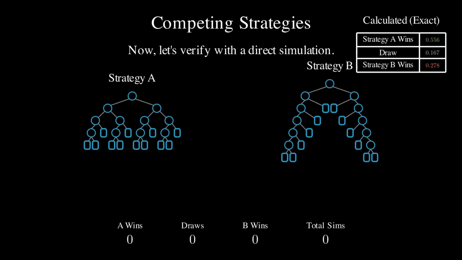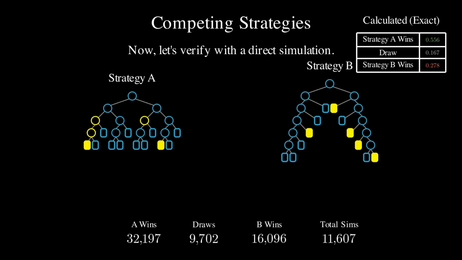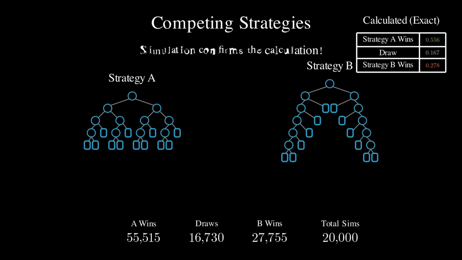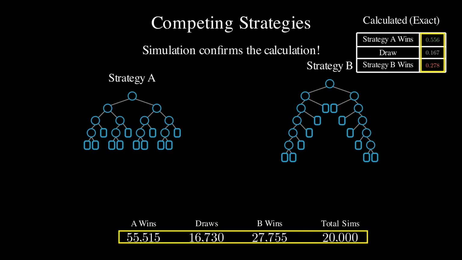To validate this analytical model, we conduct a Monte Carlo simulation. In each trial, we select a random leaf from each strategy's tree and compare their depths to determine the winner. Let's speed this up to 20,000 simulations. The simulation confirms our calculation.